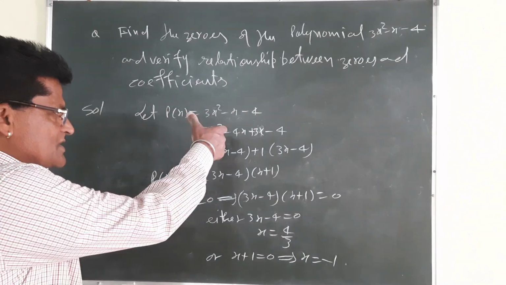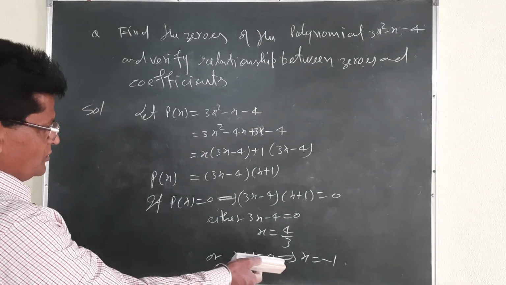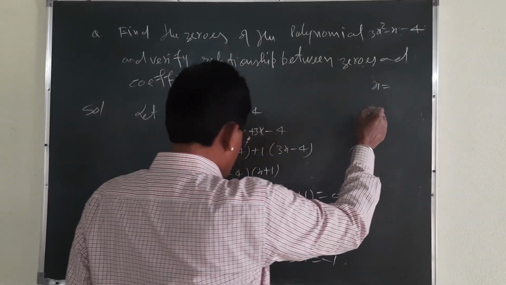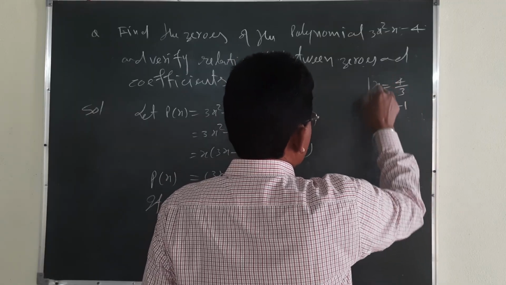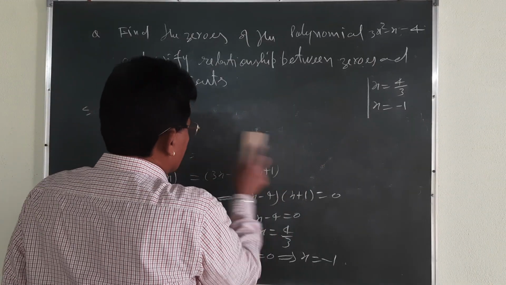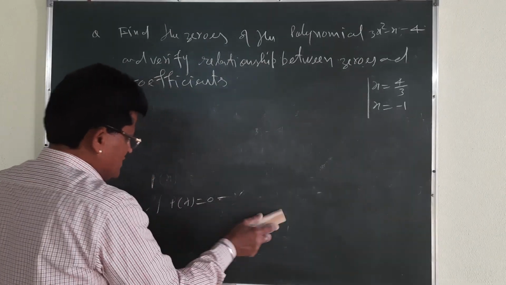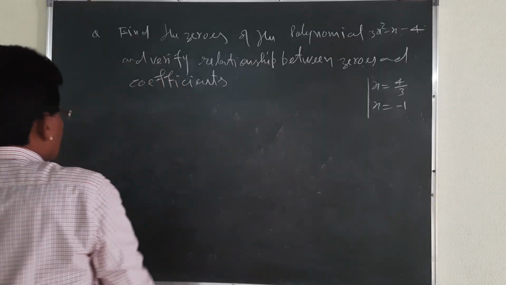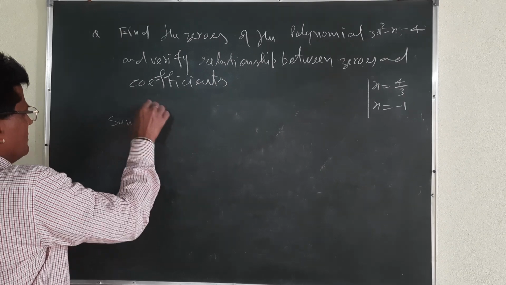Okay, my dear student, you understand this procedure. Let me take the relationship between zeros and coefficients. You must keep in mind both the zeros. Let me write it here: x is equal to 4 by 3 and the next value x is equal to minus 1. Both the things you must keep in mind while writing the relationship between zeros and the coefficients of the polynomial. Let me take the relationship: sum of zeros.